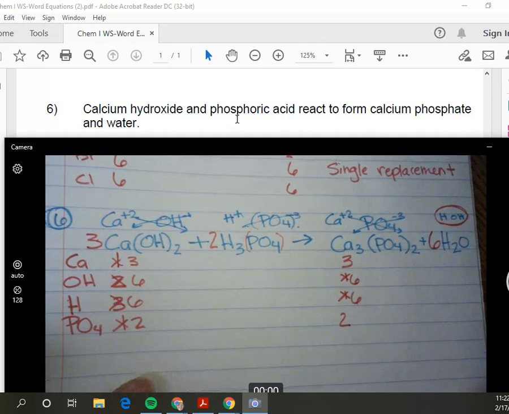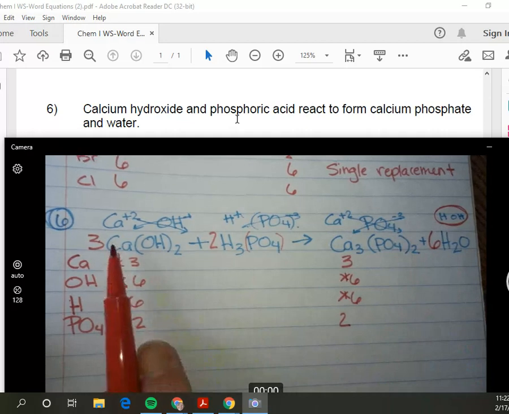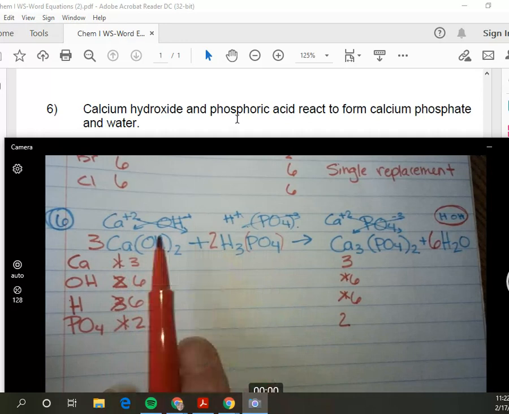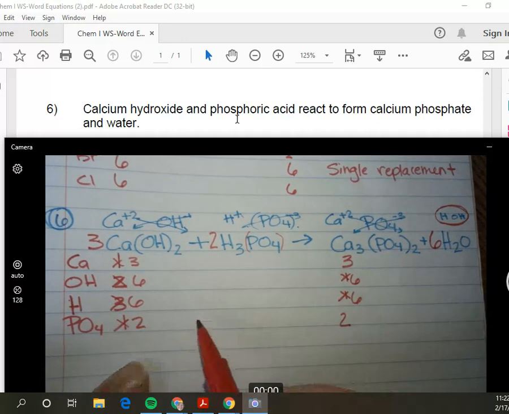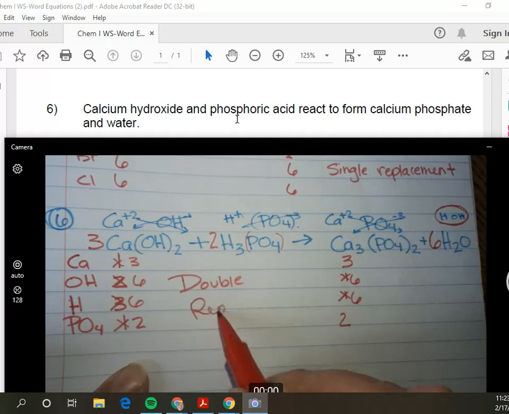That one's a little complicated, right? Then when we look at it, especially if we keep this HOH concept in our head, calcium went with phosphate. Hydrogen went with OH. So this one is a double replacement. That's a terrible C. Okay.